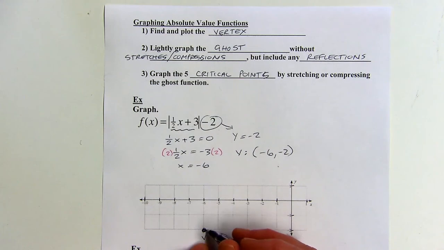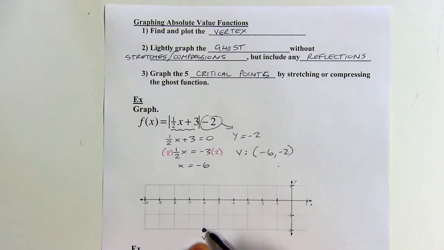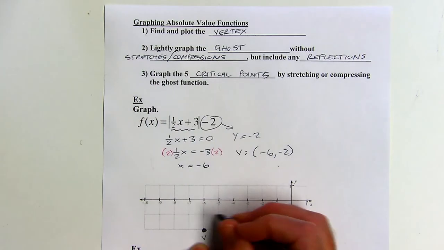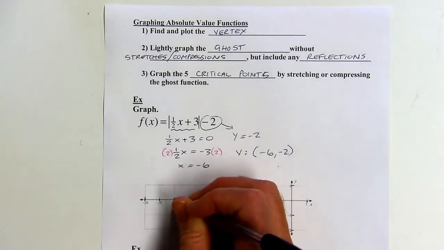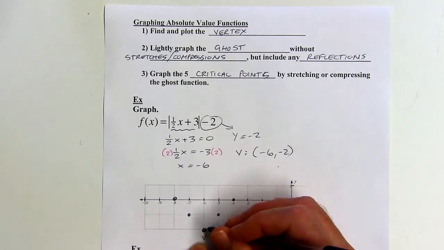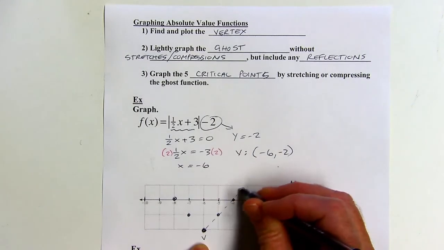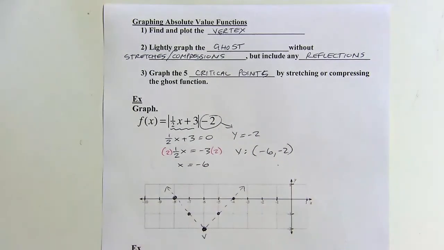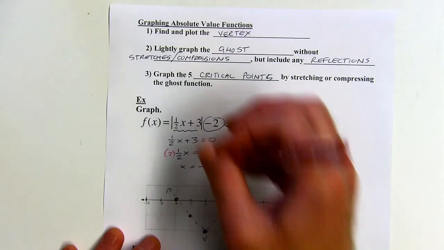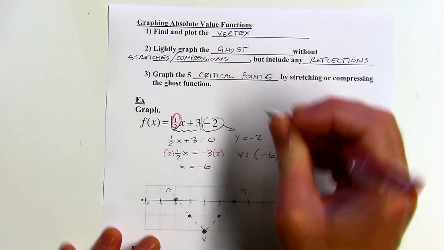My ghost, I'm just thinking, okay, what would the parent graph look like if it was starting in this vertex opening up? I go up one, right one, up one, left one, and continue that pattern. So this is what I mean by the ghost points. Okay, so with no stretch or compression, this is what we'd have. It'd be a lot easier problem with no stretch or compression, but we still have to do the stretch or compression. Okay, so that's where the 1/2 is going to come in.